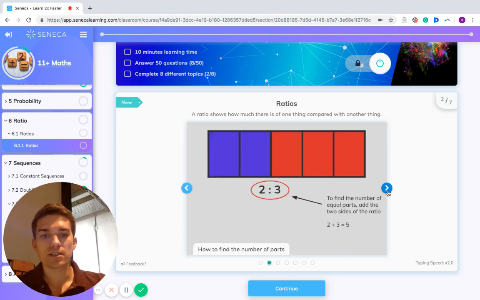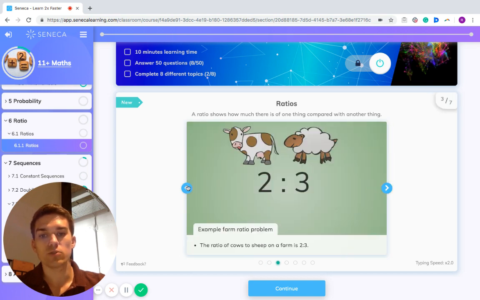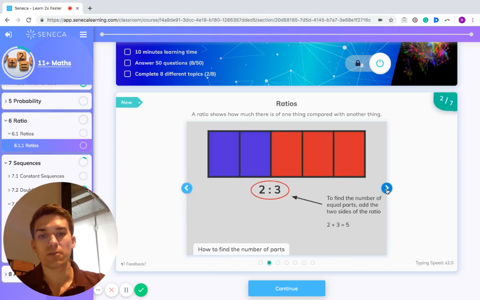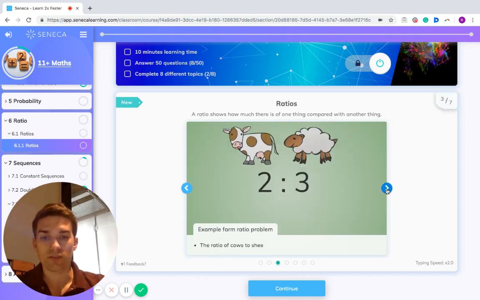Now to find the number of equal parts, we add the 2 sides of the ratio. So there we go, 2 plus 3. You can see it in the picture, but that tells you basically there are 5 parts in total. 2 of them are blue, 3 of them are red, 5 in total.